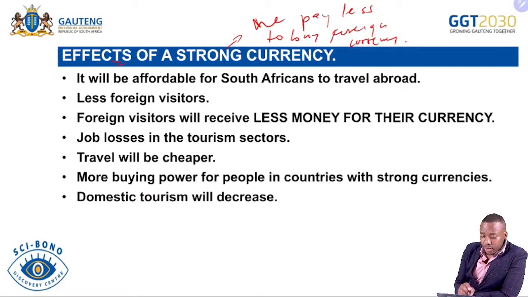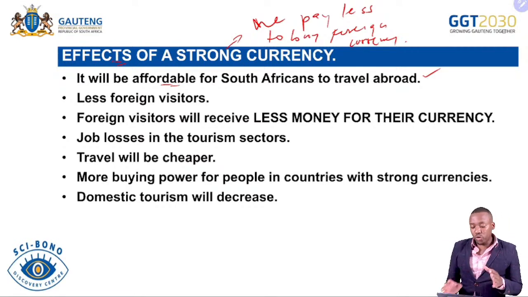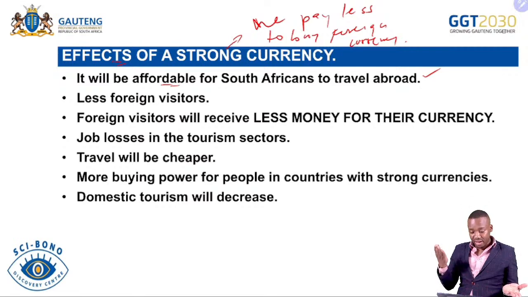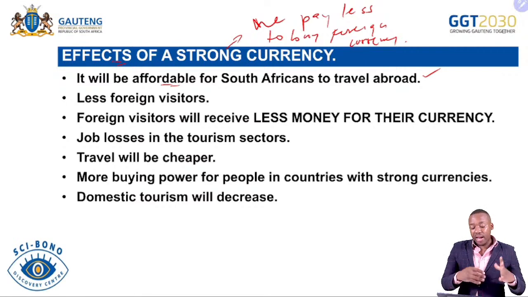Number 1, it is going to be affordable for South Africans who travel overseas, right? Because their currency will be weak compared to ours. Then you will take advantage of that and travel to those countries, because we know that we are going to receive more money for our country. But you need to remember, these ones can have both negative and positive effects. Number 1, if we have a strong currency, it is going to be affordable for us to travel overseas, right? But we will have what? Less foreign visitors. That is a negative thing.